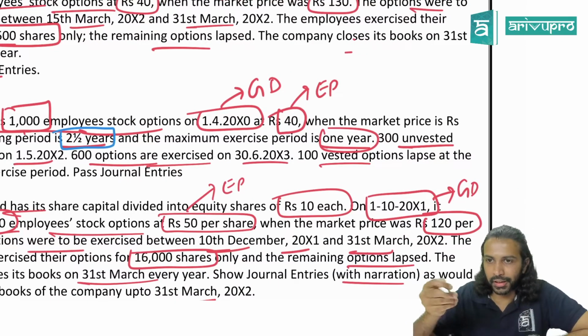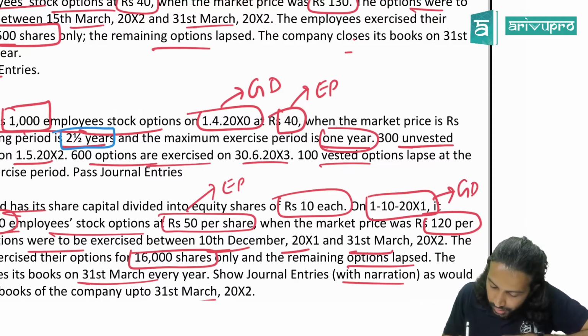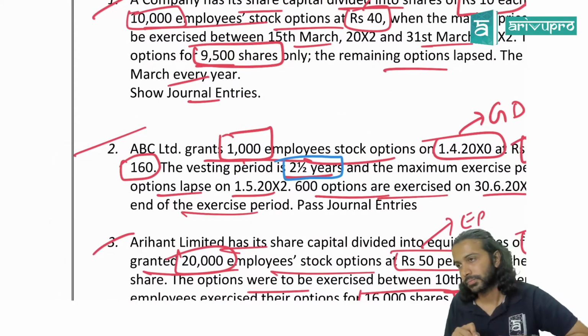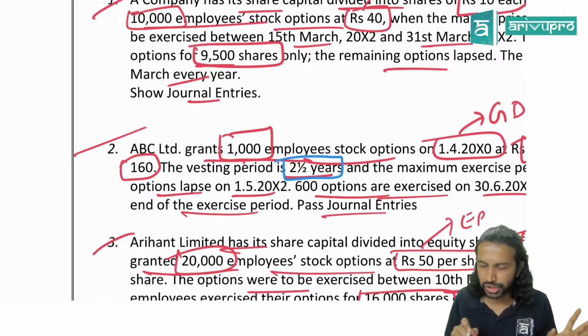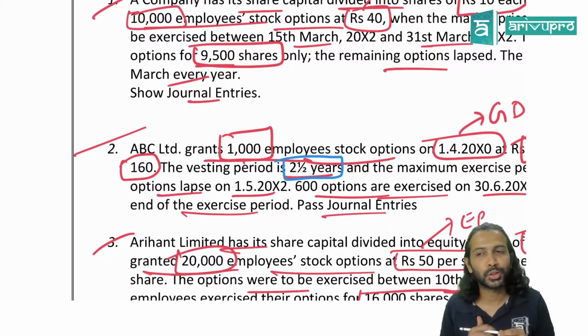100 options, because we thought 700, no? 700 minus 600 is 100. That 100 options also obviously will lapse. That 100 vested options lapsed at the end of the exercise period. That 100 also got lapsed. Pass journal entries. Though the problem is only 4 lines, no? The solution will be 2 pages.